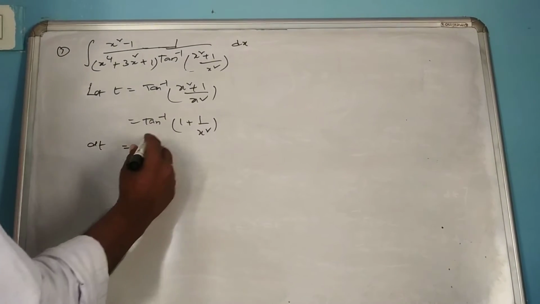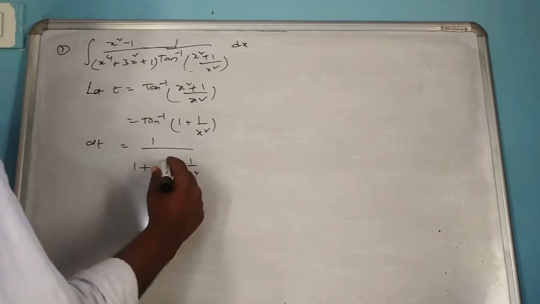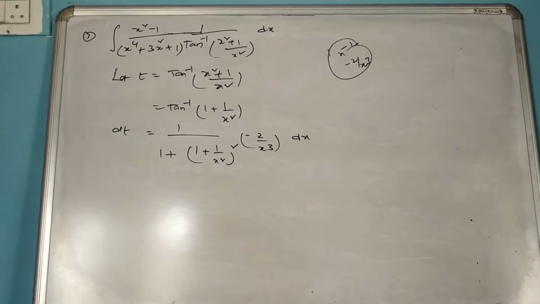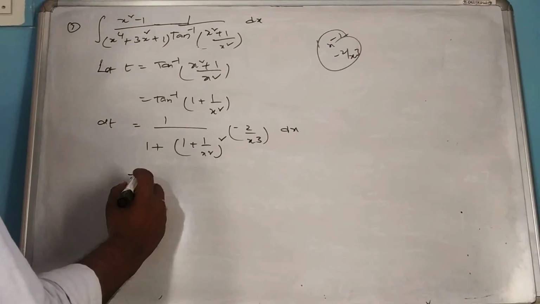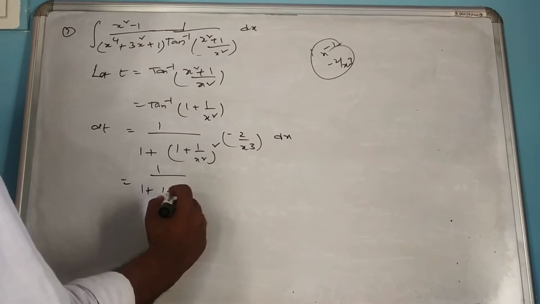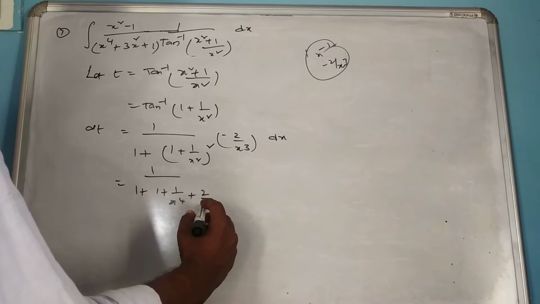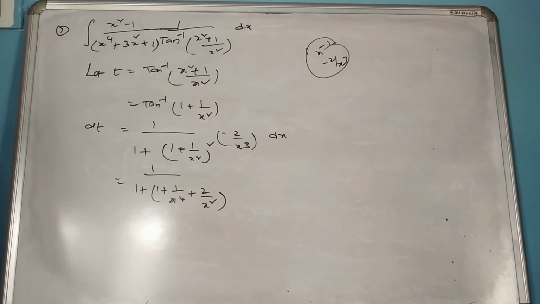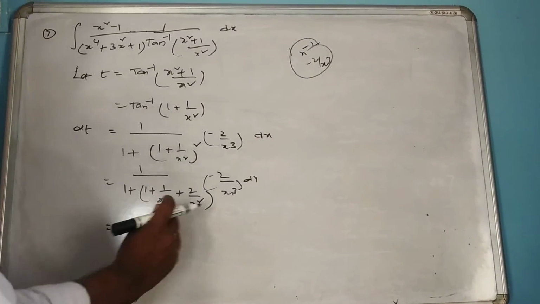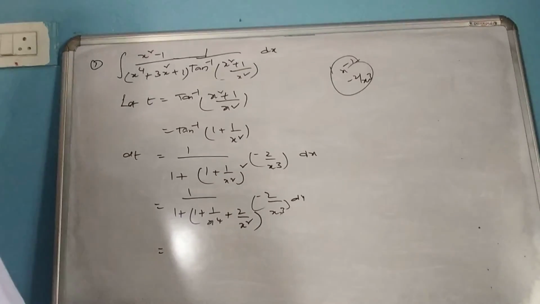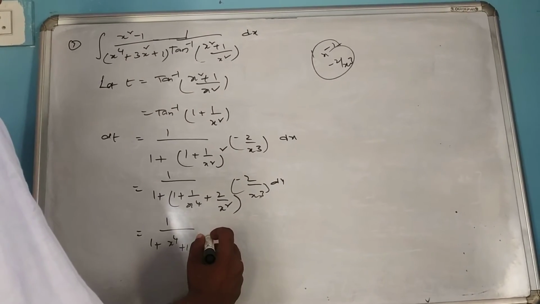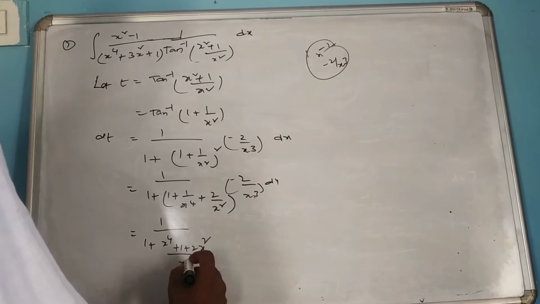Now dt is equal to 1 by (1 plus 1 by x square) whole square, into 1 by x cube dx minus 2 by x cube dx. Okay friends, on simplifying this, this becomes x power 4. On this is 1 by 1 plus 2 by x square, 2 by x cube dx. On simplifying this, x power 4 is the common factor, 1 plus x power 4 plus 1 plus 2x square by x power 4.